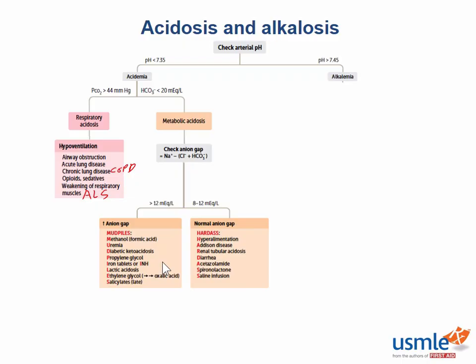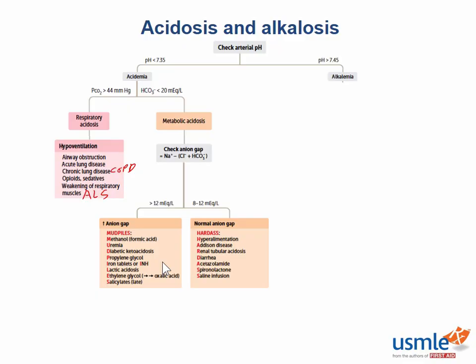PILES. This stands for methanol, which forms formic acid, uremia, diabetic ketoacidosis, propylene glycol, iron tablets or isoniazid, lactic acidosis, ethylene glycol, which forms oxalic acid, and salicylates. This list is incredibly high yield and will certainly appear on some, if not all, of your exams on test day. Commit these causes of anion gap metabolic acidosis to memory.